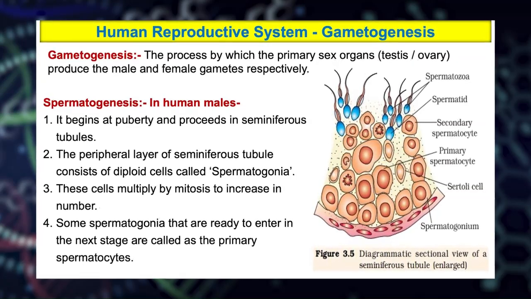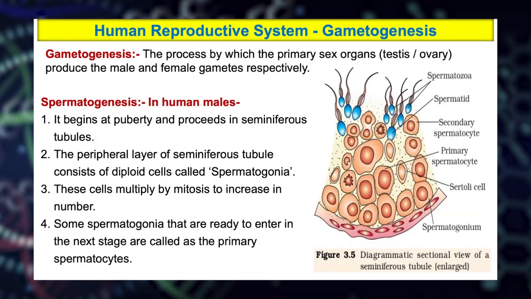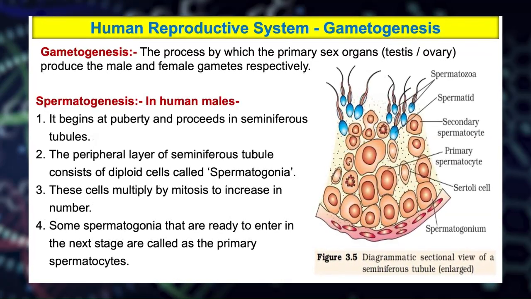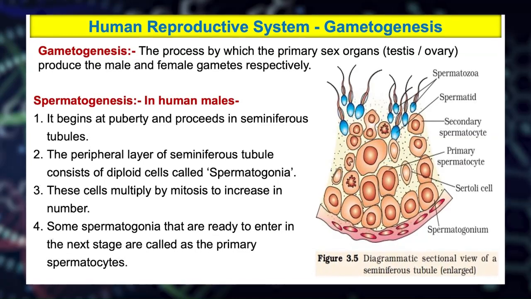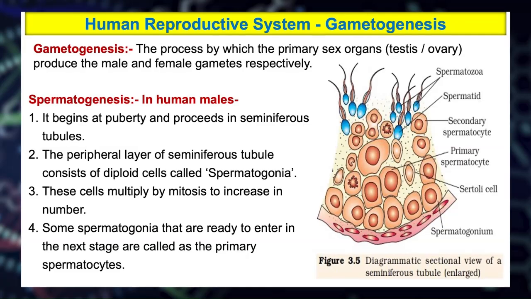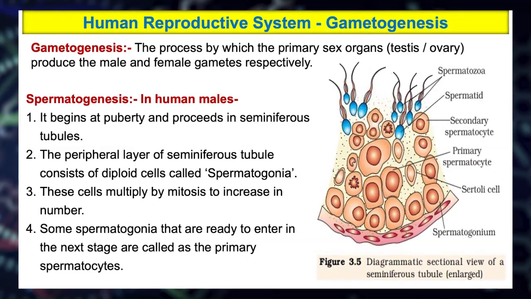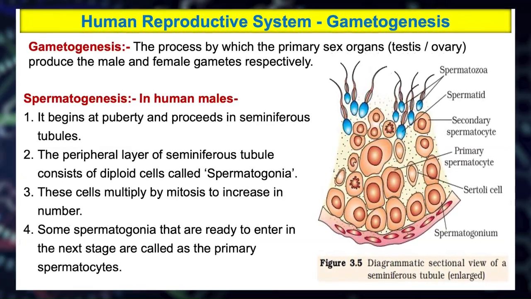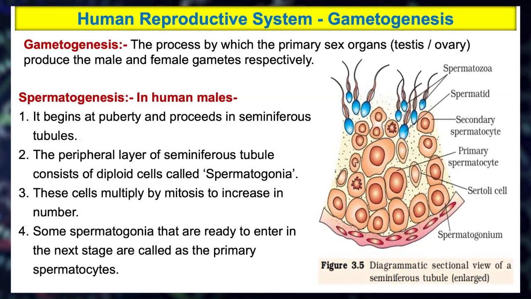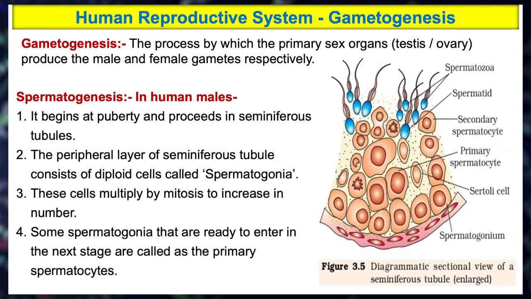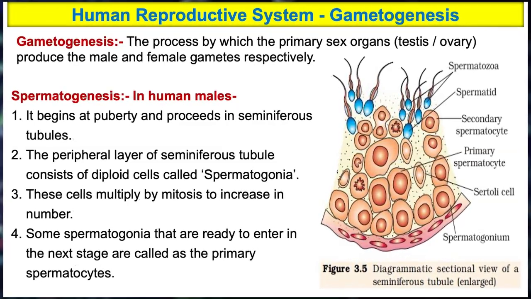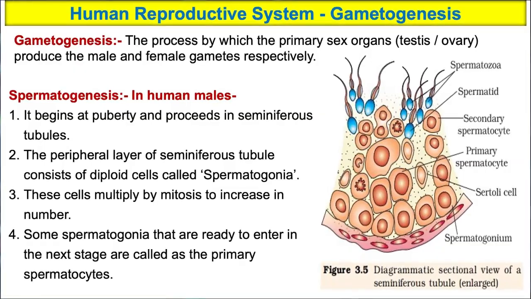Spermatogenesis in human male begins with puberty and proceeds in the seminiferous tubules that we did in our previous session. The peripheral layer of the seminiferous tubule consists of cells called spermatogonia. These cells multiply by undergoing mitosis and increase in number. Some of these cells are ready to go to the next stage. They are called primary spermatocytes.